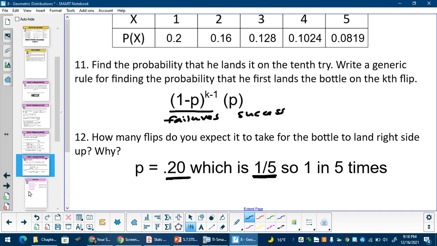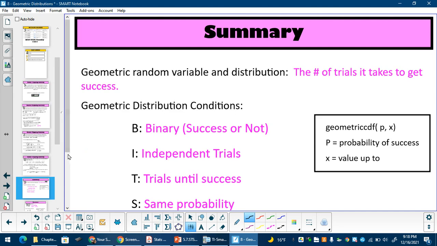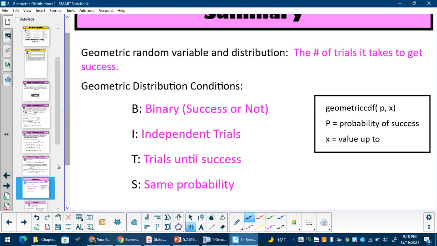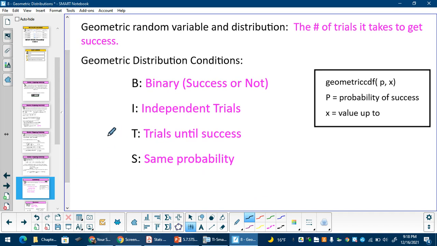All right, so now we're going to do some notes. So go ahead and take these in the summary. So a geometric random variable is different from a binomial because we don't know the number of trials. You just do the number of trials until you reach success. So the only letter that changes is instead of bins, it's bits. So instead of the number of trials being fixed, it's trials until success. And just like there's a binomial CDF, there's a geometric PDF and CDF.